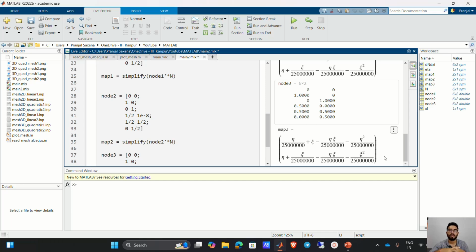So with this example, I want to reiterate the fact that the Abaqus meshes need a further enhancement so that the values are not off even by small values, let's say of the order of 1e-8, so that the results that we are getting using these meshes are more accurate.